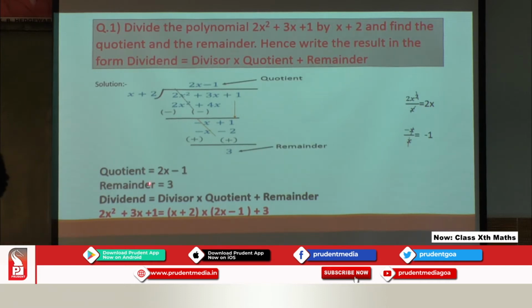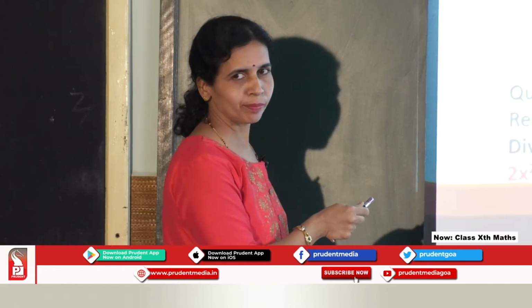So all these values we should substitute in the given form, that is dividend. Here dividend is 2x square plus 3x plus 1, that I have substituted here, and that is equal to divisor. Here divisor is x plus 2 and again into quotient, we got here 2x minus 1, that is substituted here, plus here we got remainder as 3 and this 3 is substituted here. This is the last answer of this question now.